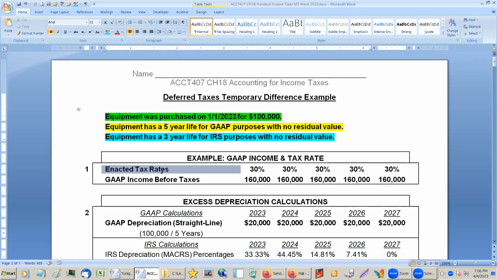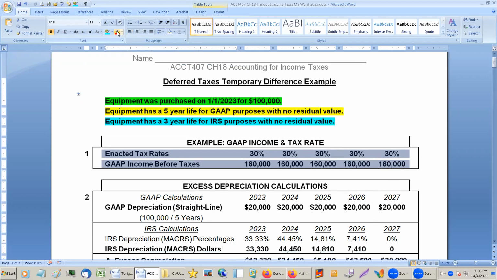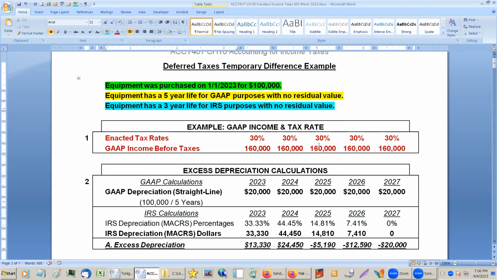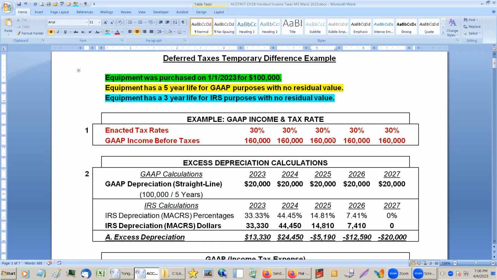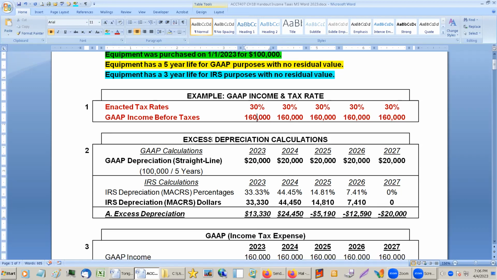So let's say that this is our example and that we have the same income every single year, and that the enacted tax rate is the same every single year. Okay, so this is our GAAP income. Every single year is 60,000. Every single year, the tax rate's 30%. So this is very consistent for our purposes here.